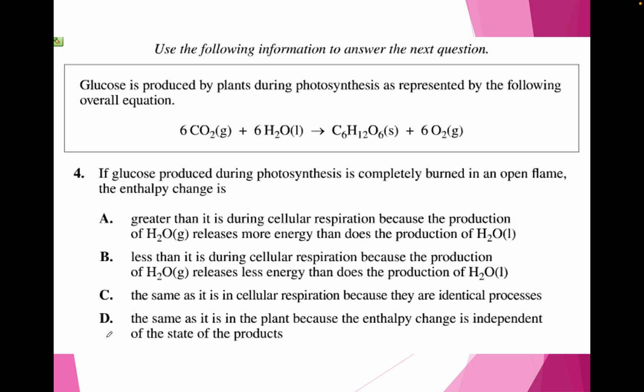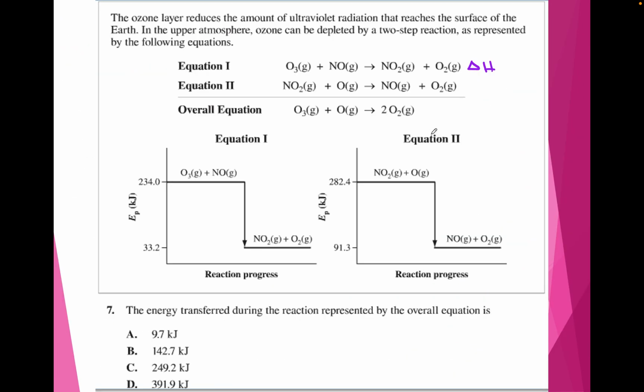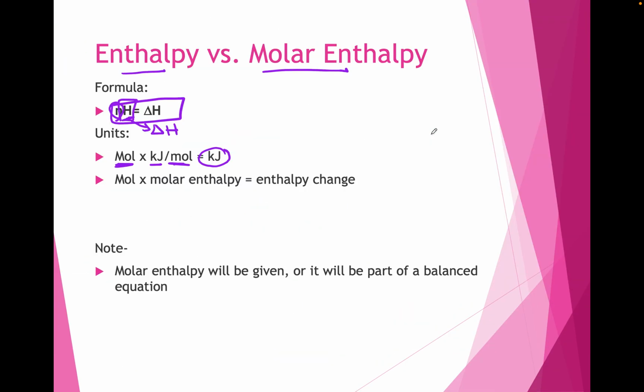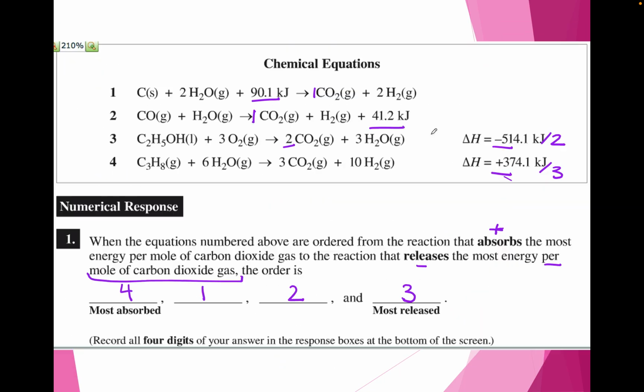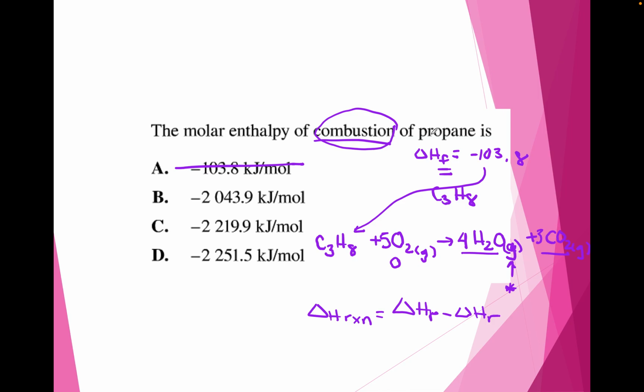Looking at our next one, we see the reaction. It says glucose is produced by plants. So this reaction is showing us glucose being produced during photosynthesis. So it is the reaction of photosynthesis. And then it's saying the glucose produced during photosynthesis is completely burned in an open flame. So it gave you this information, but then it's asking if you did burn your glucose, why is this happening? What would happen?